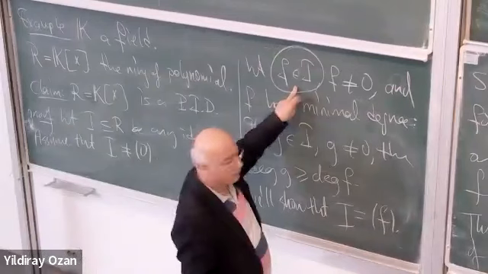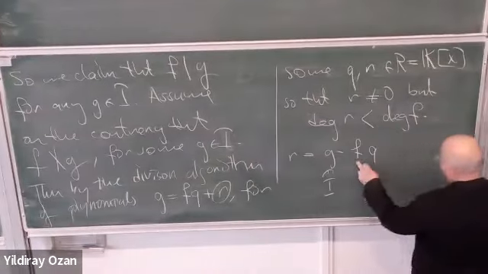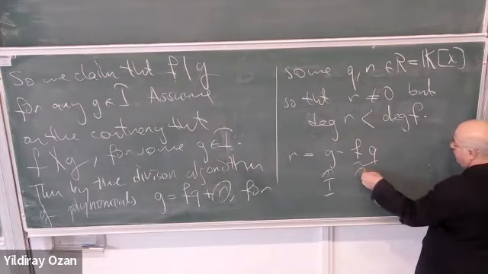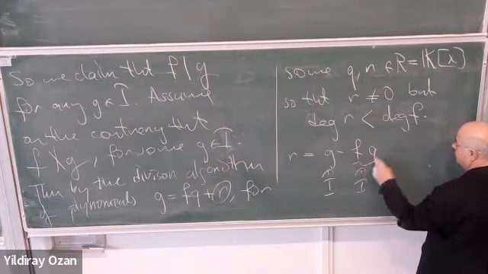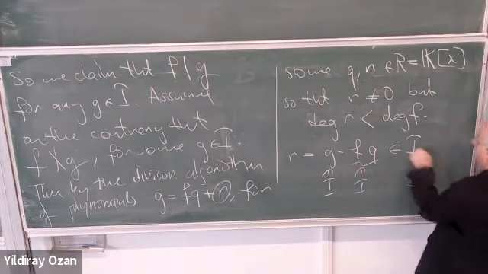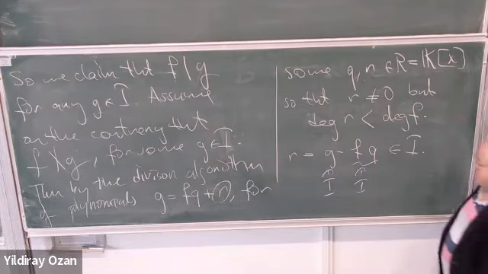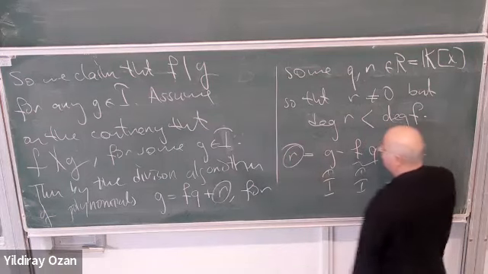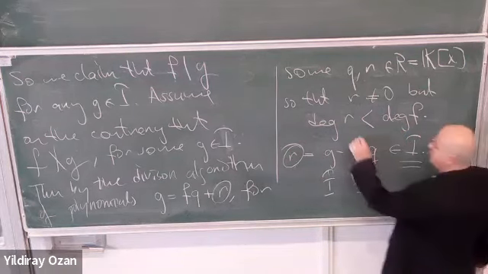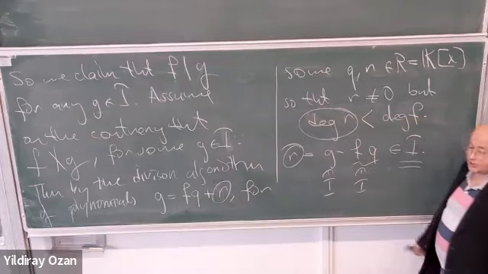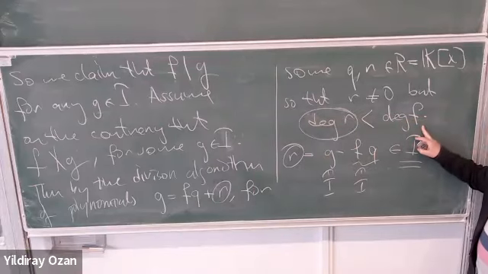F is in the ideal. Therefore, F times Q is in the ideal, but the difference of two elements in the ideal is of course in the ideal. So what we have seen is that we have a polynomial in this ideal and its degree is strictly less than the degree of F.